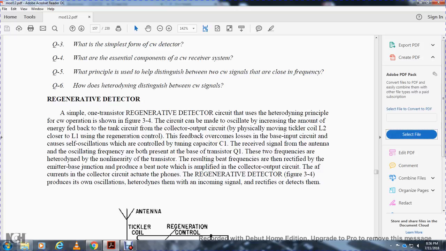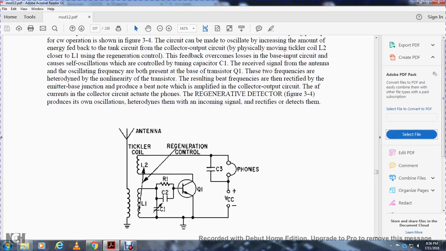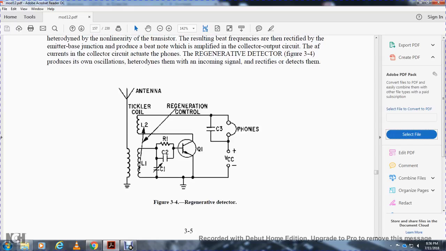The regenerative detector in figure 3-4 produces its own oscillation and heterodynes itself. The incoming signal is rectified and detected. The figure shows the tickler coil inductor 1, inductor 2 as the regeneration coil, resistors 1 and 2, capacitor 2 as the adjustable capacitor for the tuning circuit, and capacitor 3 for the headphones, with the collector voltage and current.